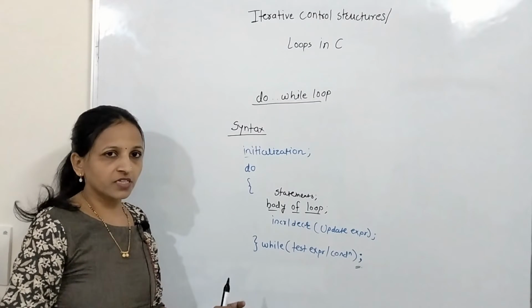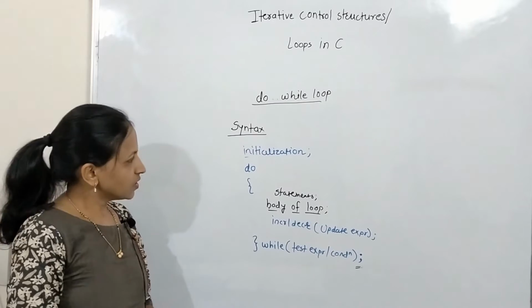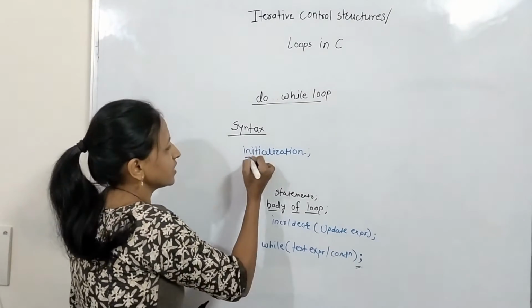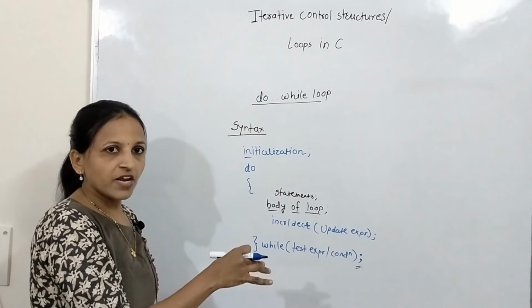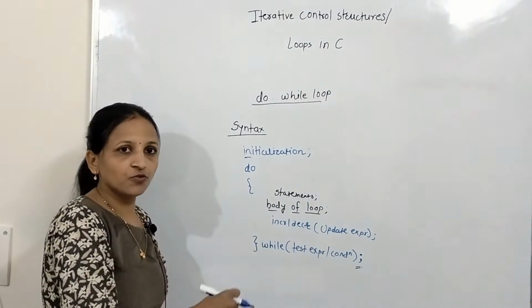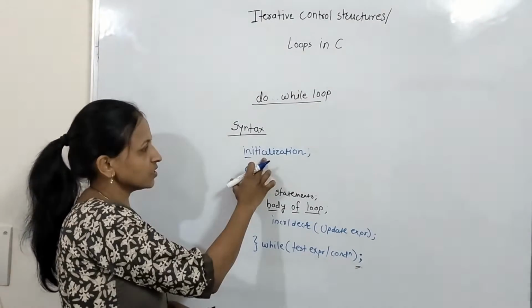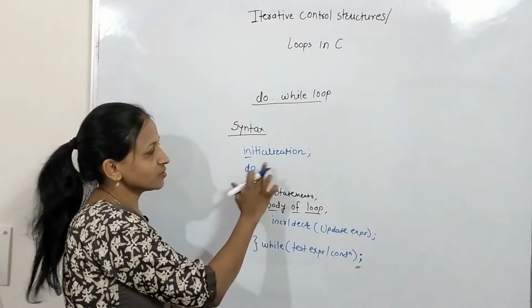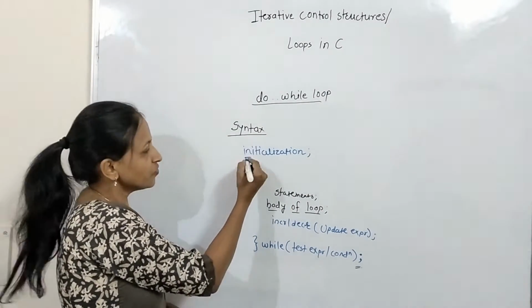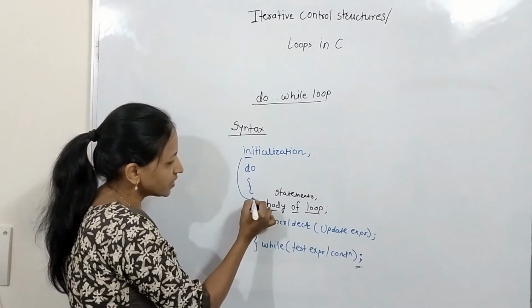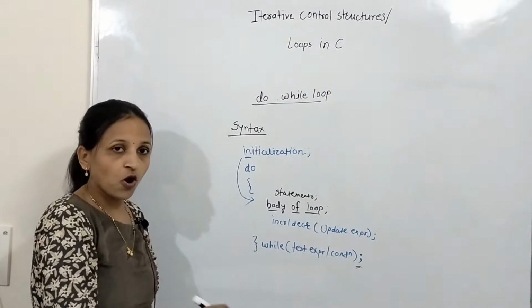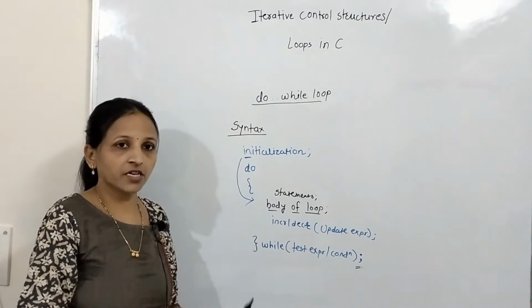Now we have to see how it works. First, initialization will take place whenever control comes to this place; the initial value of the counter will be set by this initialization. The initial expression you have to place here. First this takes place. After that, control will directly come inside this block without checking any condition.